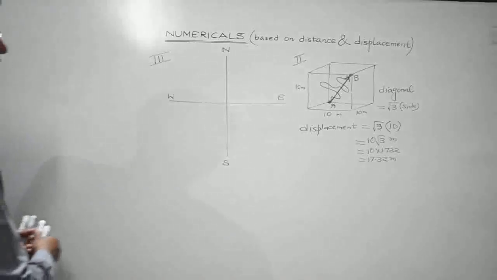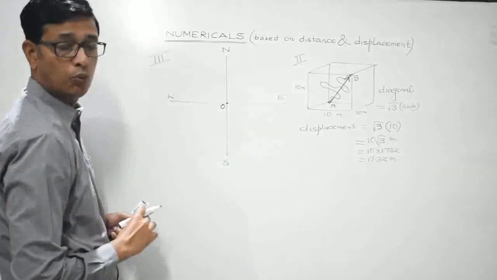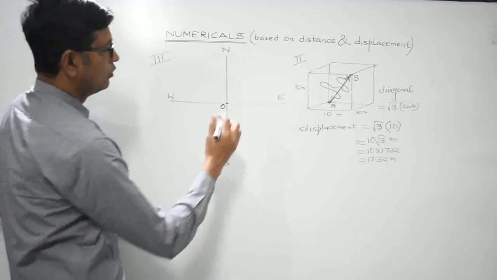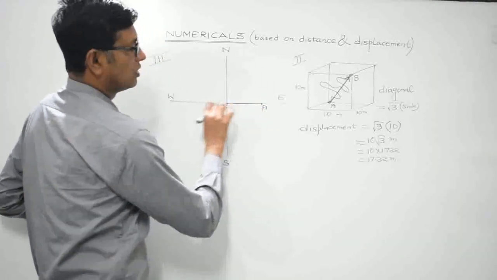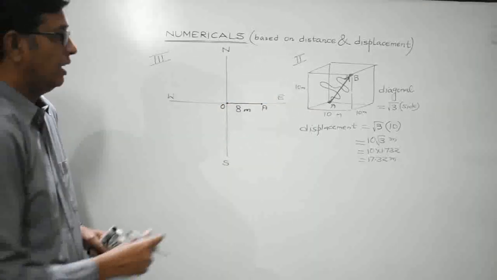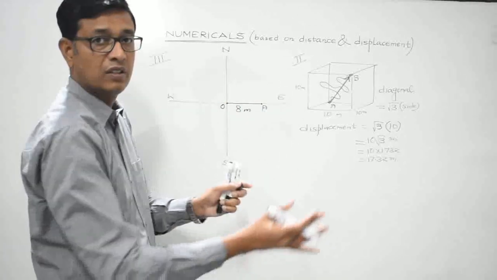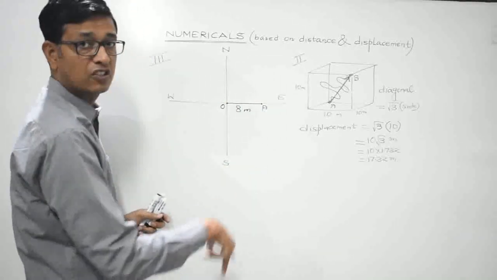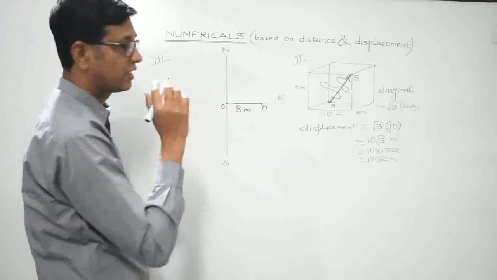The question is basically a person, let's say, starts from point O. He moves 8 meters towards east, due east, 8 meters due east. And then on reaching point A, he turns towards left and starts moving straight towards north, covering a distance of 6 meters.